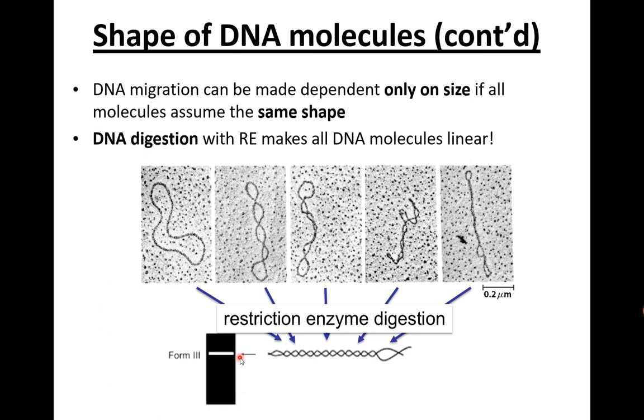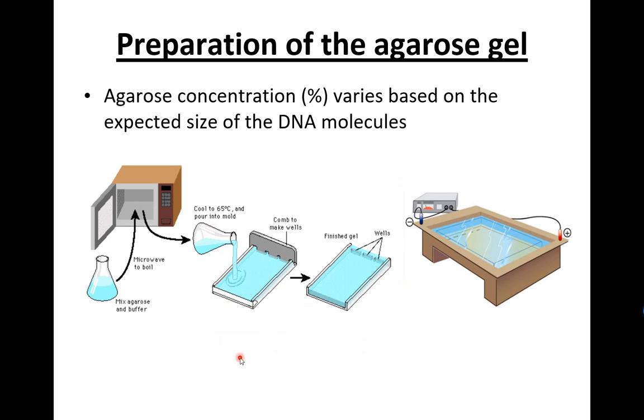So if you digest, and that's what you'll be doing in your lab, you'll be digesting the plasmid DNA that you will isolate, and the reason why you digest it is exactly to make it linear. So its migration at that point would not be dependent on the supercoiling anymore, and therefore the shape, but will be just proportionate to the overall size of the DNA molecule. All right, and you'll do that by running a gel.